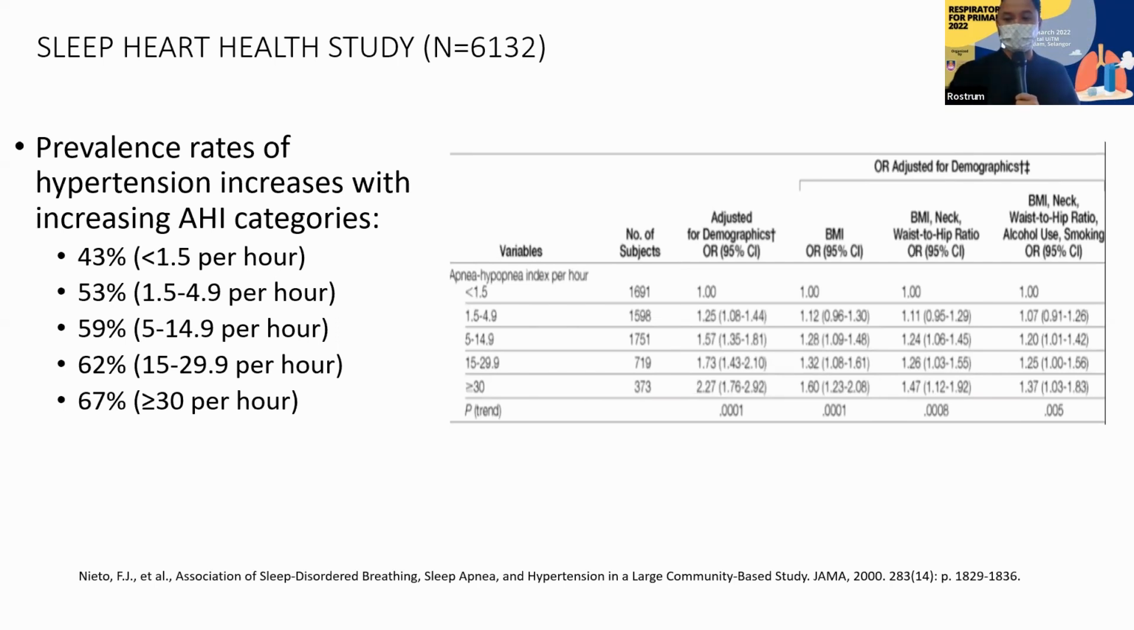One of the earliest publications was by Nieto et al. As shown in this slide, the prevalence of hypertension increases with increasing AHI categories, with 67% of severe OSA patients having hypertension. The odds ratio of developing hypertension from moderate to severe OSA is about 1.37, and this is even after adjusting for BMI, neck circumference, alcohol use, and smoking.